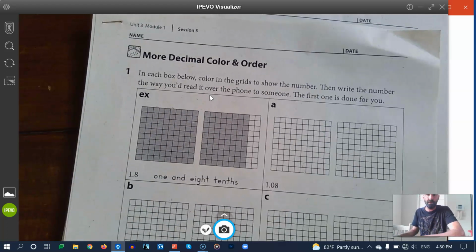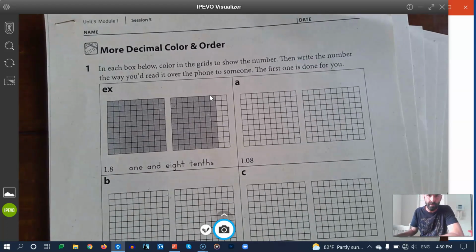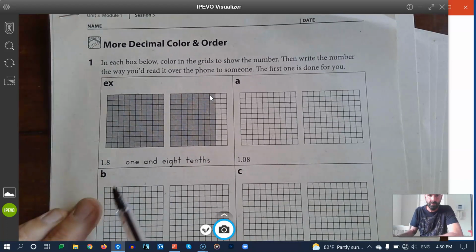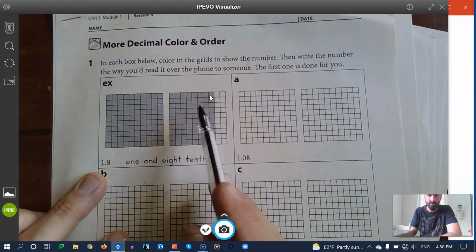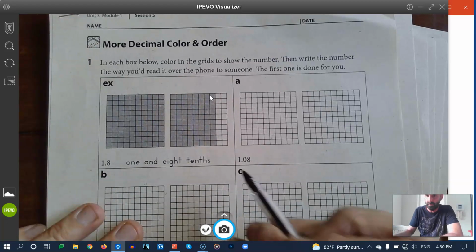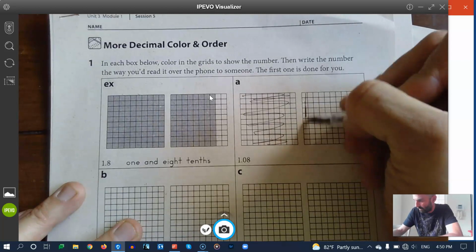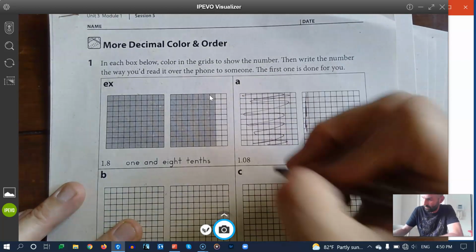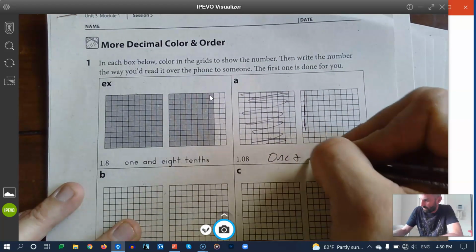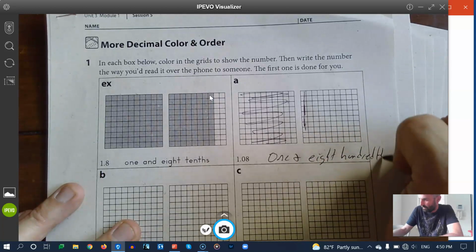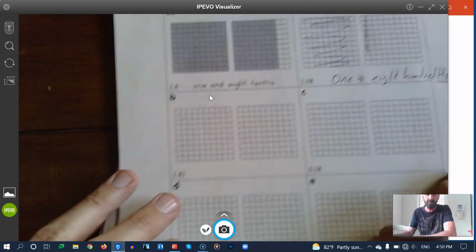In each box below, color in the grids to show the number, then write the number the way you'd read it over the phone to someone. The first one is done for you. So we have 1 8/10, they colored in 1, 8/10, and then you spelled it out. So this is 1 and 8/10ths, so I have 1, and then 8/10ths, which stops there. So this is 1 and 8/10ths. Again, making sure you do that THS.